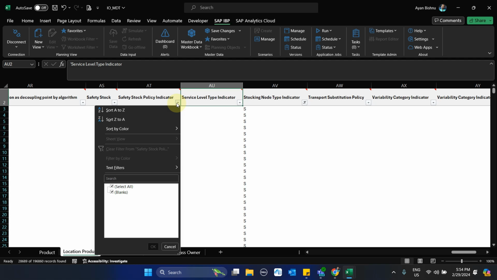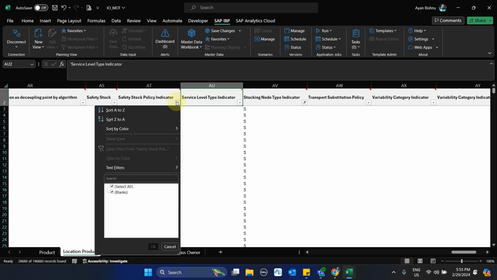That is the reason we generally tend to keep this field blank, because during an implementation we want to start with simplistic master data, and then we add further complexities to it and see how the safety stock optimization is behaving and how at a particular product location combination we are getting recommended safety stock.